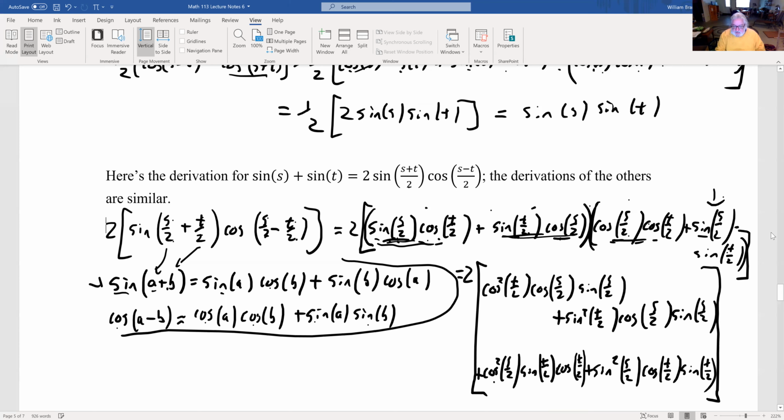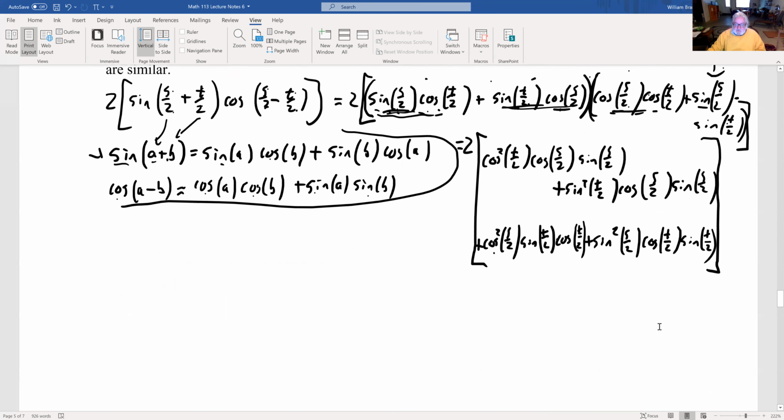So if I FOIL all this out, these are the 4 terms that I get. And this is actually very nice because, and now I can include more space, I have a 2 cosine s over 2 sine s over 2, cosine s over 2 sine s over 2. I can factor those out. So I have a cosine s over 2 sine s over 2, and then I'm left with cosine squared plus sine squared.